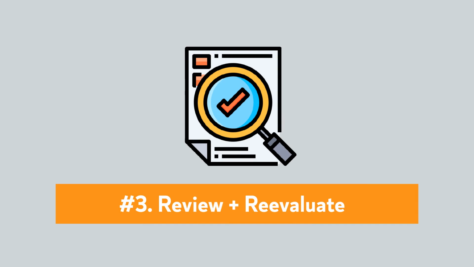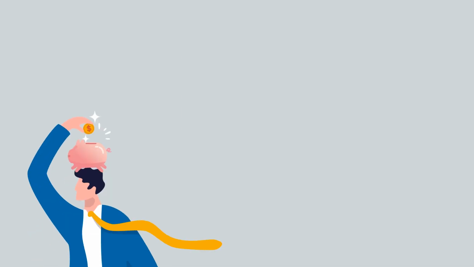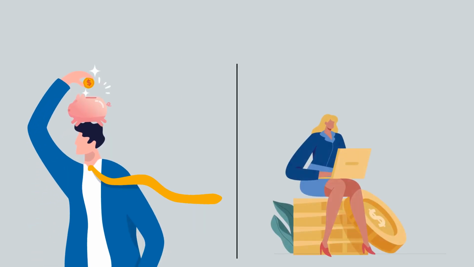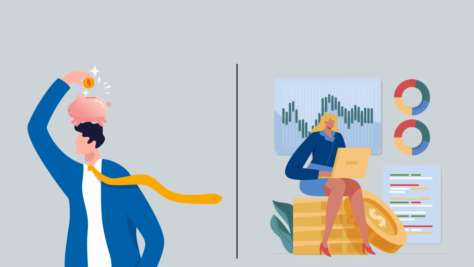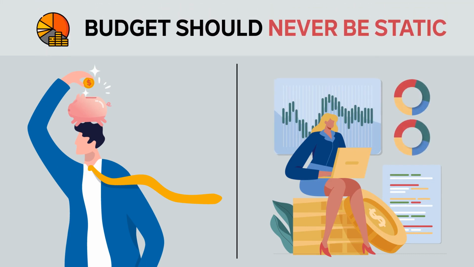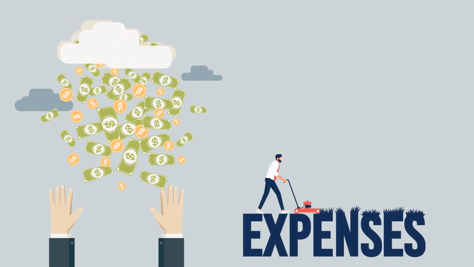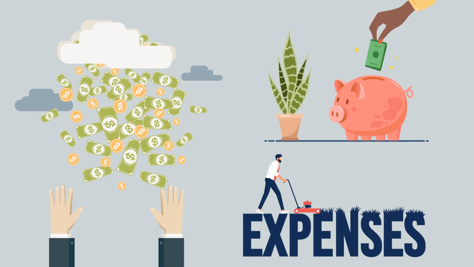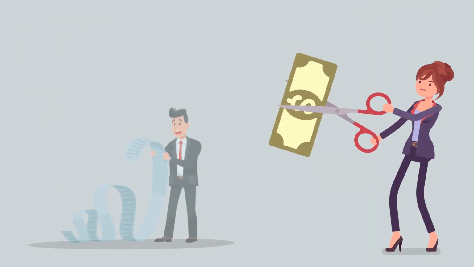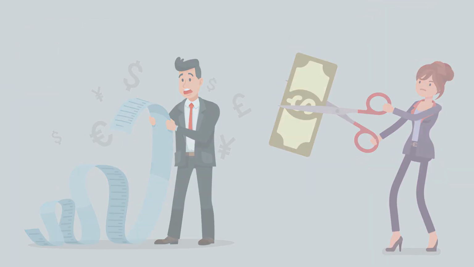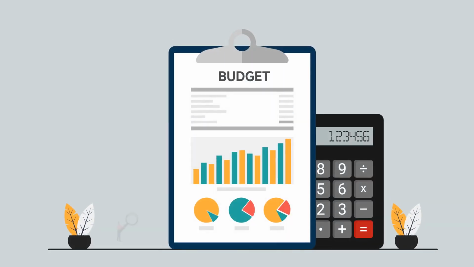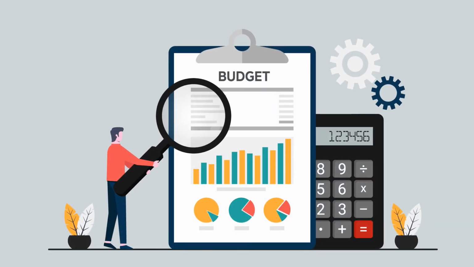3. Review and re-evaluate. Whether you're using the pay yourself first method or another savings strategy, it's important to remember that your budget should never be static. As life changes, your finances follow. A better salary or a reduction in your living expenses could present more opportunities to save, while a pay cut or recently incurred expense could have the opposite effect. To keep your budget optimized and up to date, take the time to review and re-evaluate it on a regular basis and when significant changes arise.